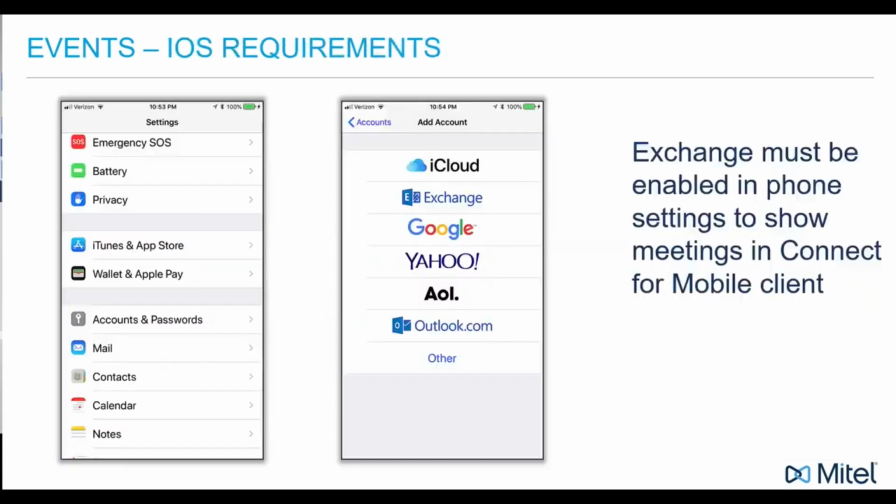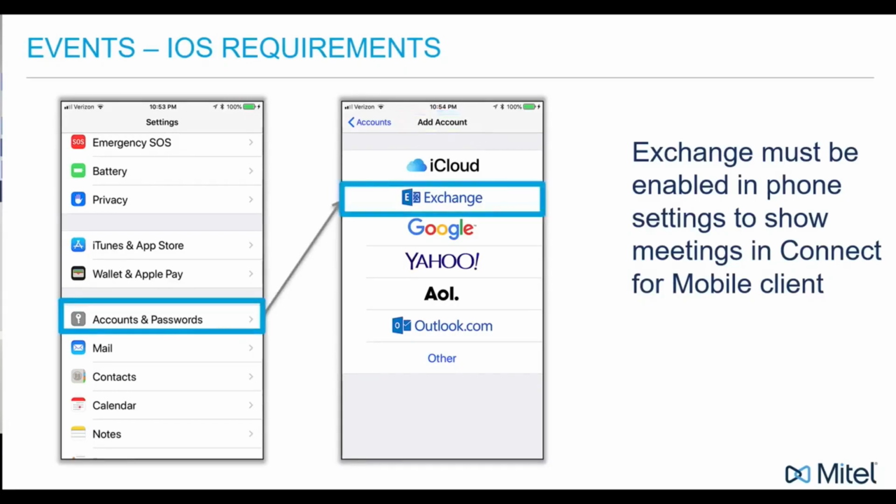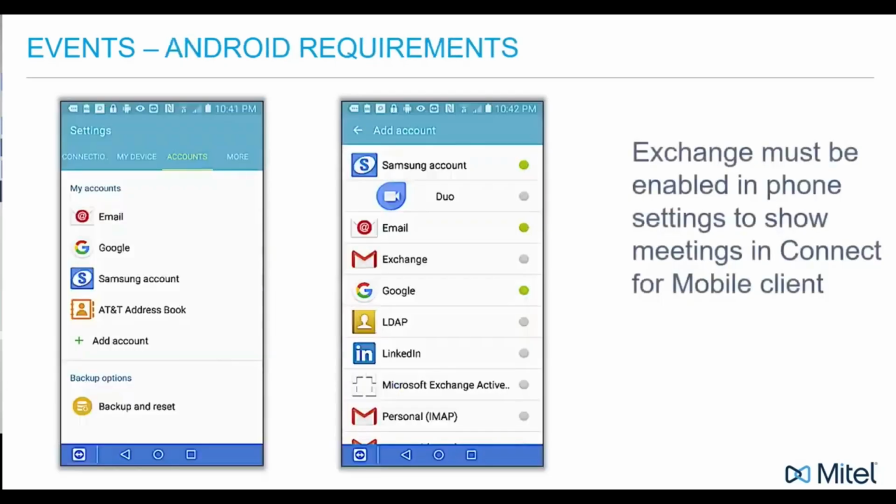You must create a connection to the Exchange server in your phone settings to allow the Connect for Mobile client to see your meetings. For iOS devices, go to your phone settings and select Accounts and Passwords. On the Add Account Configuration page, select Exchange and enter the same credentials you used to log into Outlook. For Android devices, go to your phone settings, select the account icon, and select Exchange and enter the same credentials you used to log into Outlook.